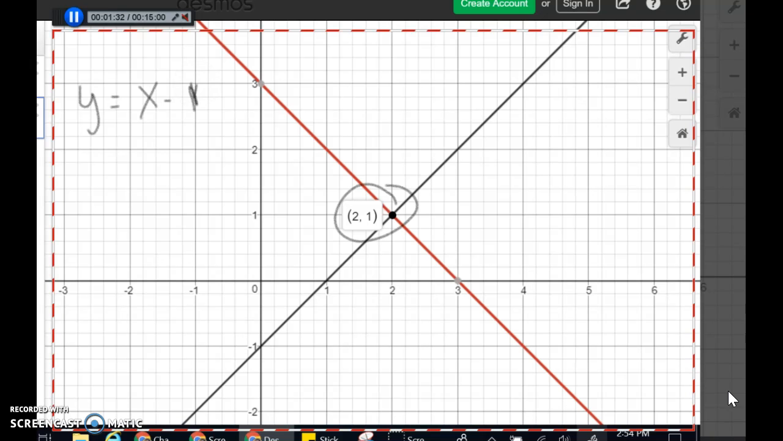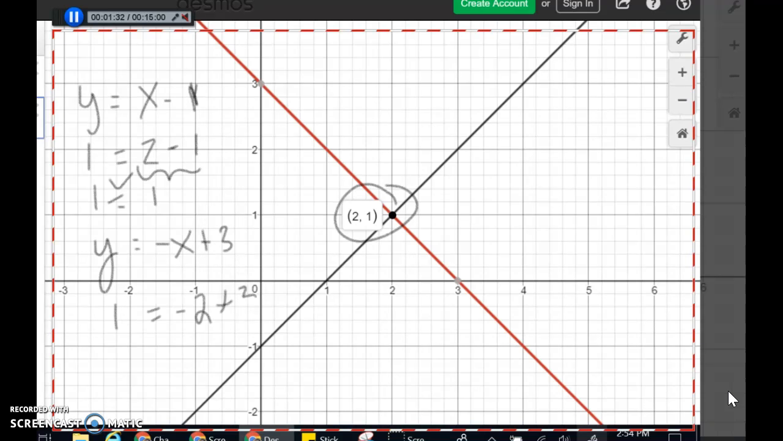So it's going to be 1 for the y and 2 for the x. Does 1 equal 2 minus 1? Well, 2 minus 1 is 1. So yep, that one works. Let's look at the next one. y equals negative x plus 3. Does 1 equal negative 2 plus 3? That's 1. That's 1. So yep, it works out in both cases.